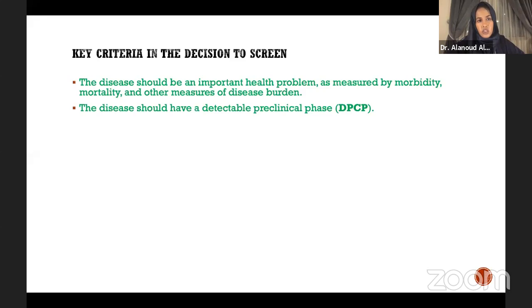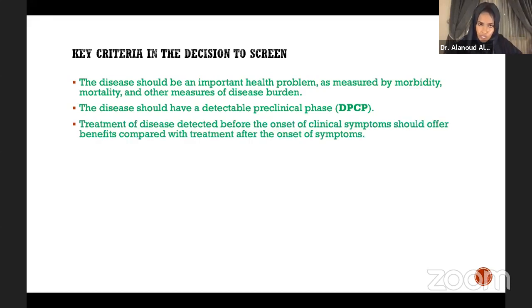And the other thing is the disease should have a detectable preclinical phase, as I showed you in the previous slide. Not only can we detect it early, but also after detection, this disease should be amenable to intervention, and the intervention should be beneficial. So we can change the natural history of disease, and we can change the outcome. Otherwise, the testing won't be cost effective.